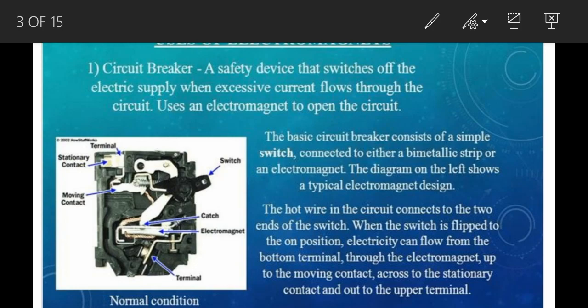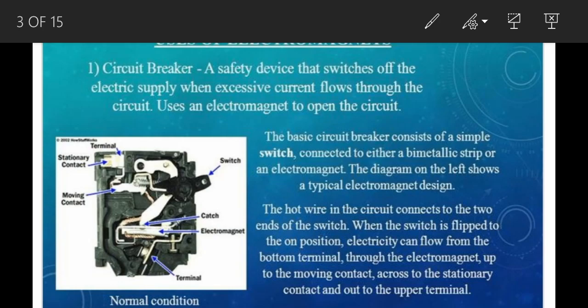The basic circuit breaker consists of a simple switch connected to a metallic strip of an electromagnet. The diagram on the left shows the typical electromagnetic design. The hot wire of the electric circuit connects to the two ends of the switch, as you can see in the figure. When the switch is flipped to the on position, electricity can flow from the bottom terminal through the electromagnet up to the moving contact, across the stationary contact, and out of the upper terminal. So this is how the miniature circuit breaker works.